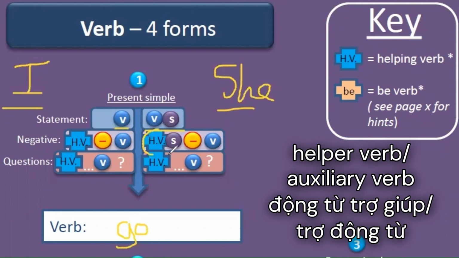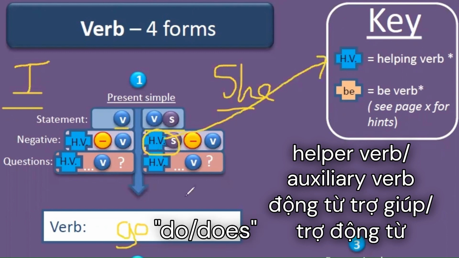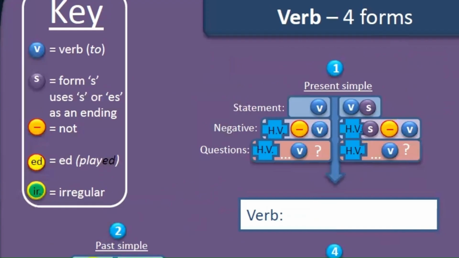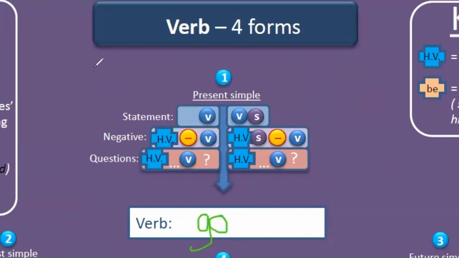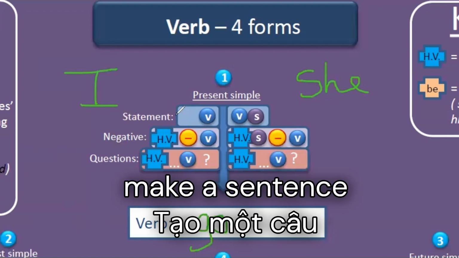We've got our helping verb with an S here. The helping verb is do or does. And negative. The negative is not. I'm going to use I and she, as I said, because it will help me a little bit in a minute. Okay, so let's try and make a sentence.